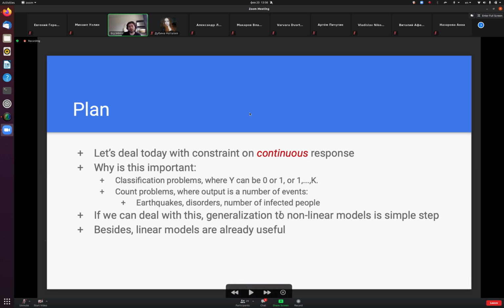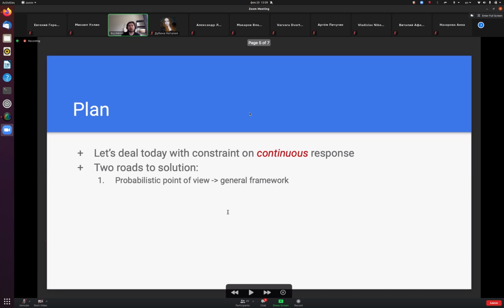Okay, if we could somehow develop a general way to impose these constraints on the domain of our target variable in our model, then making steps to nonlinear models is much simpler, because it's a more conceptual step how to impose these constraints. Besides that, linear models are already very useful. So basically, with tabular data, models are mostly linear.